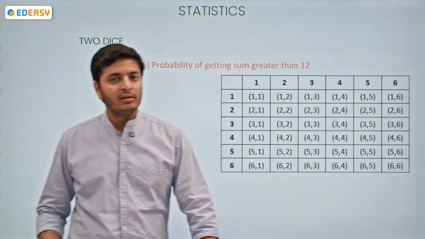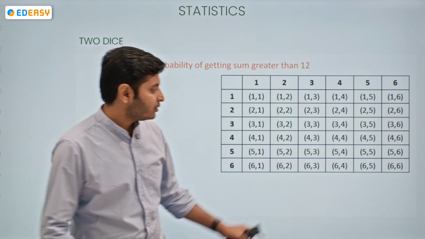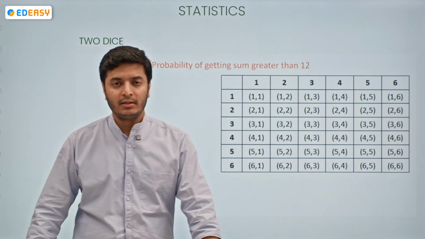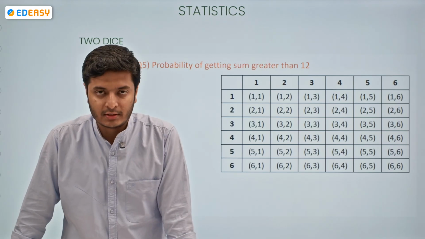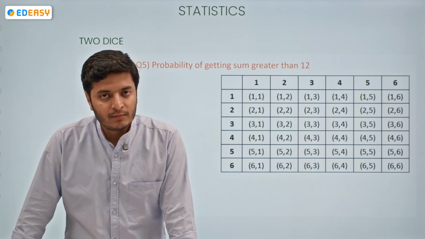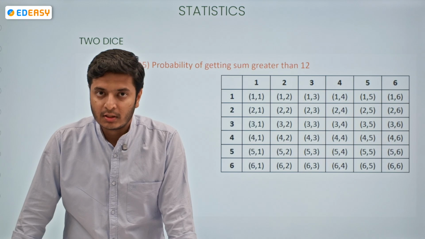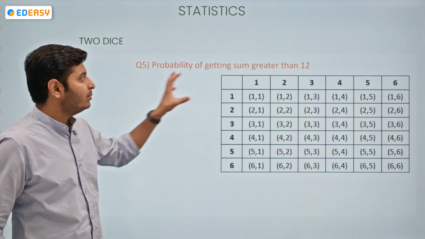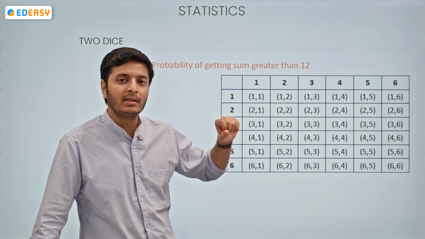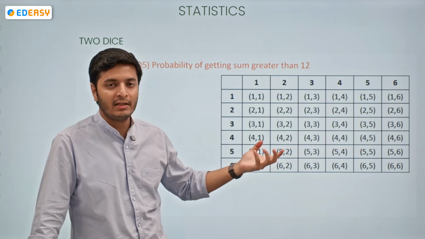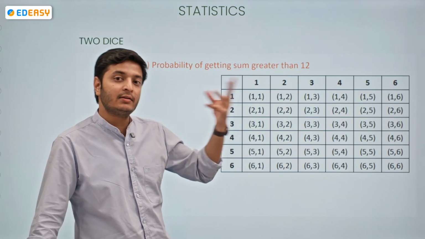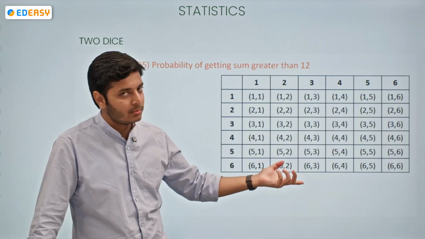Now, probability of getting a sum greater than 12. Is that even possible? The highest number that I can see on a die is 6. Sum of these two is 6 plus 6, 12, correct? But the statement is asking us to find the probability of an event which is having a sum greater than 12. Is that even possible? No.